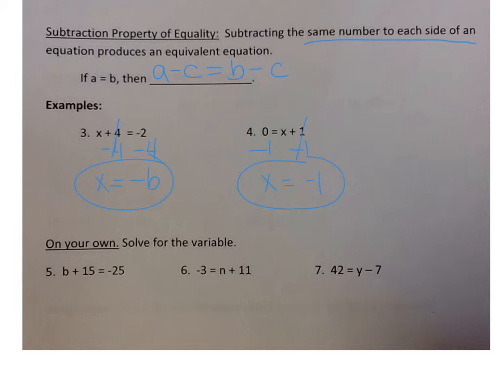Pause the video and solve problems 5, 6, and 7. Alright, now that you are complete, we're going to subtract 15 from both sides, and b equals negative 40. Number 6, you will subtract 11 from both sides, and n equals negative 14. And number 7, we will add 7 to both sides, so y equals 49.